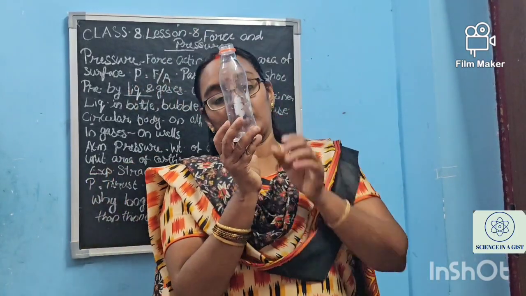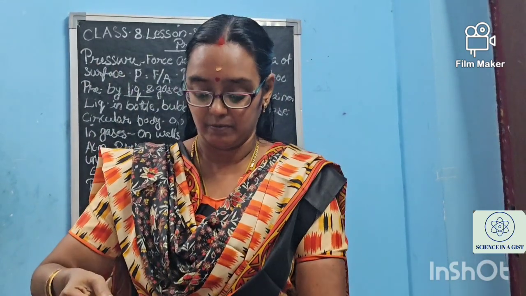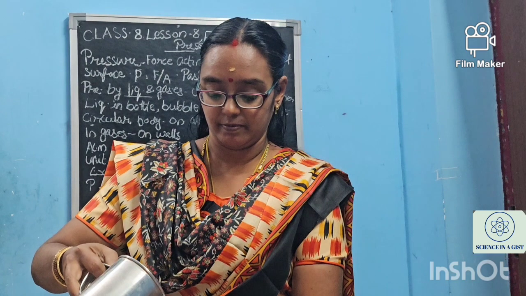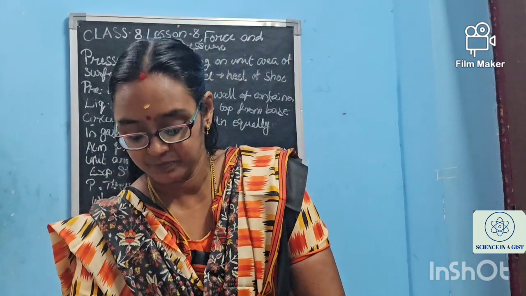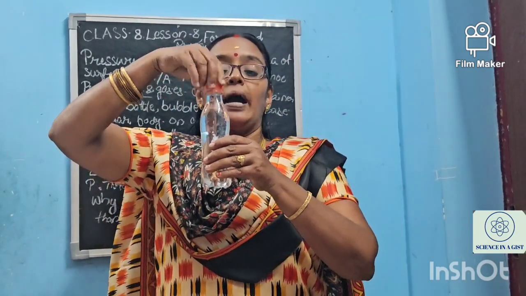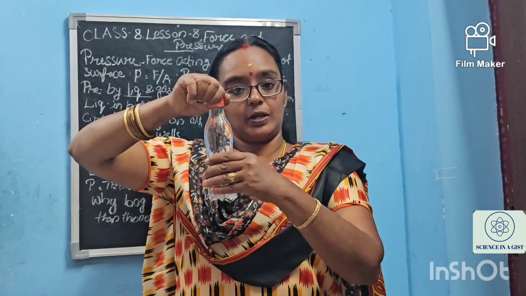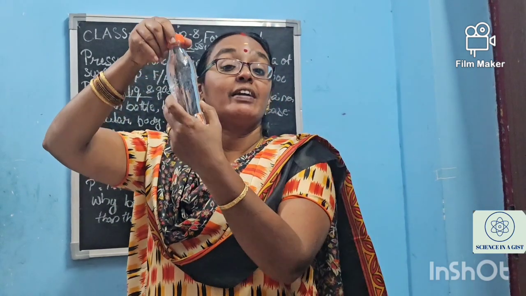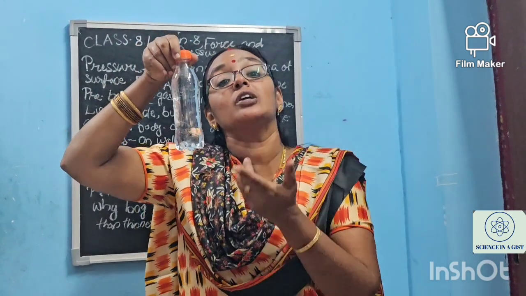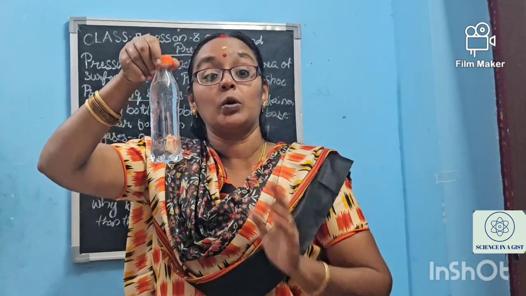See, this is a bottle. I am filling water in it. Now I have filled the water and I am closing its top with its cap. I have a hole over here, but you are not able to see where the hole is. Yes or no? You are not able to, because there is nothing leaking out.